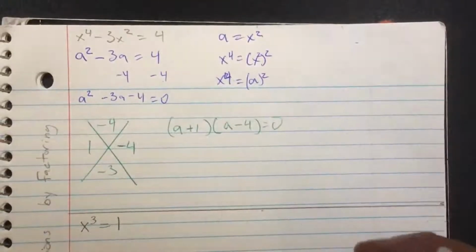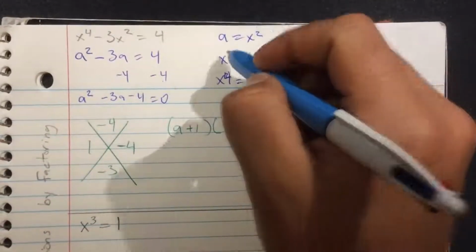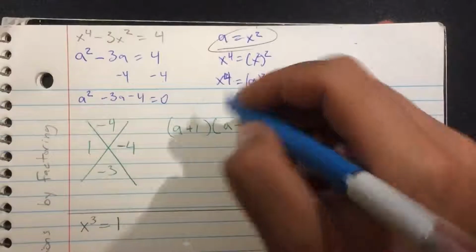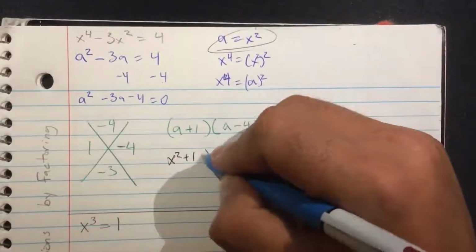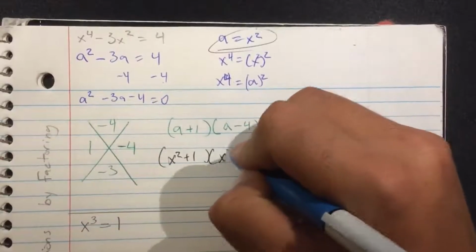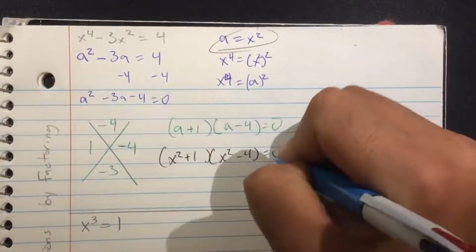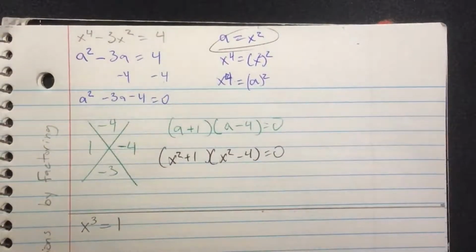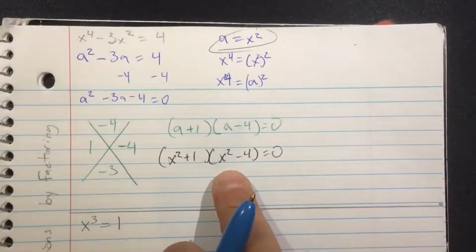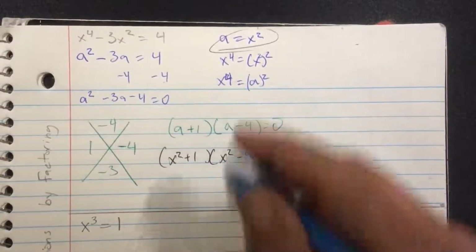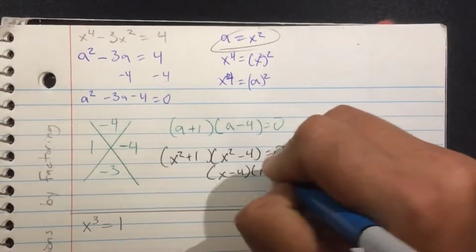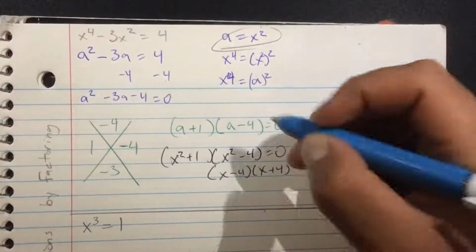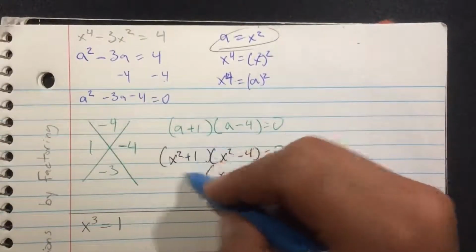So we're going to go ahead and substitute back into the equation here. So we have x squared plus 1 and x squared minus 4 equals 0. Then this second part is actually a difference of 2 squares, so I know it's going to be x minus 4 times x plus 4. But this first one we're actually going to have to solve for.